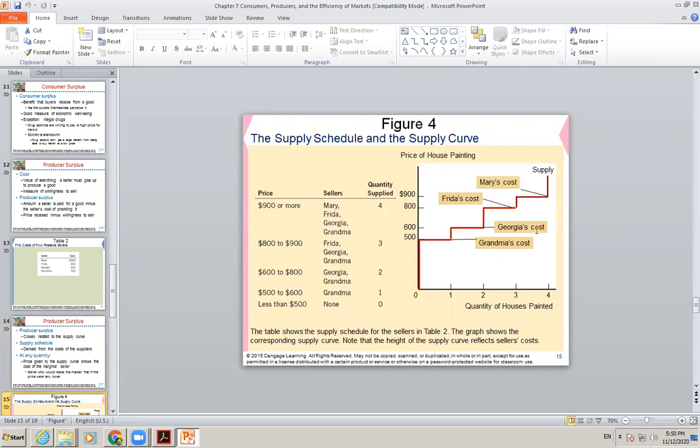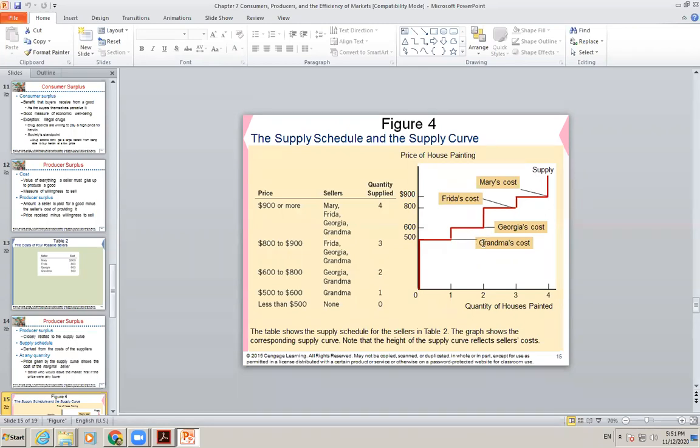We're given here 4 different scenarios, 4 different cases. Grandma says, I will sell my product for $500 at least. This is the minimum price that I will charge when I sell my product. I will not go below this. However, Georgia's cost says, I will sell my product at least at 600. Frida says 800. Mary says 900. So Mary will not sell anything below the 900.